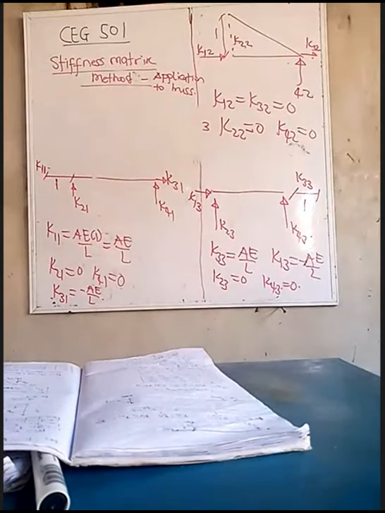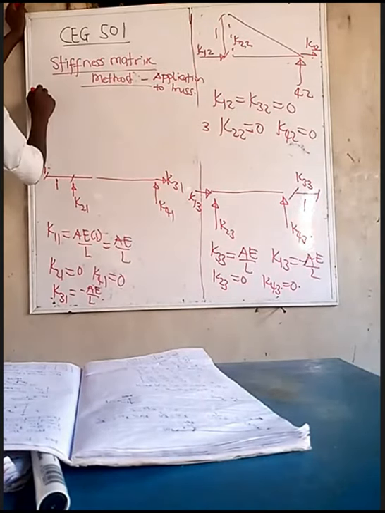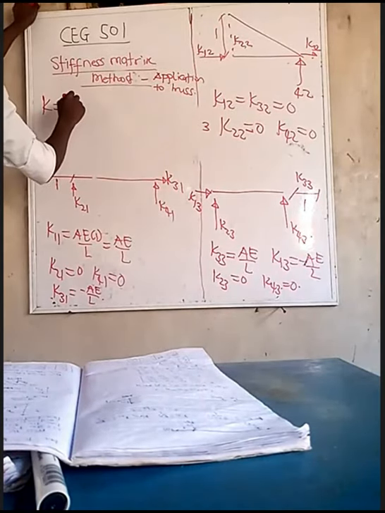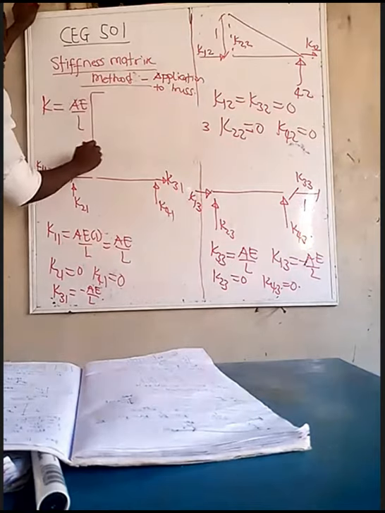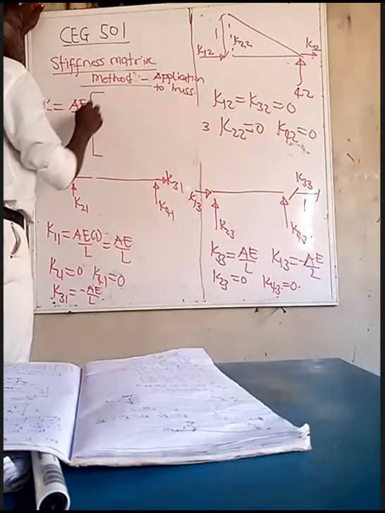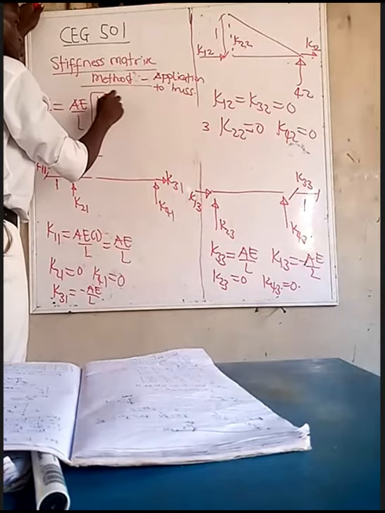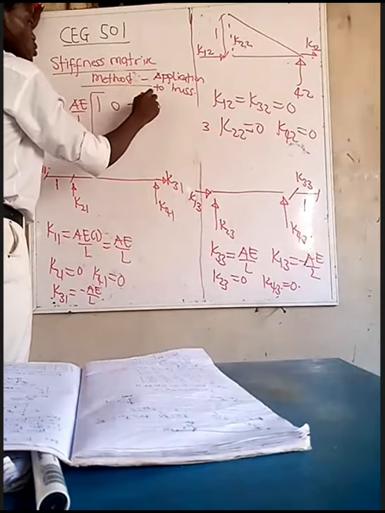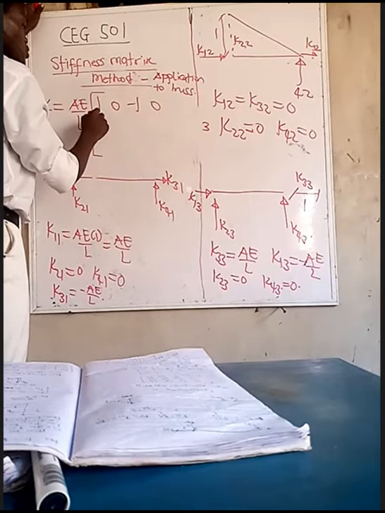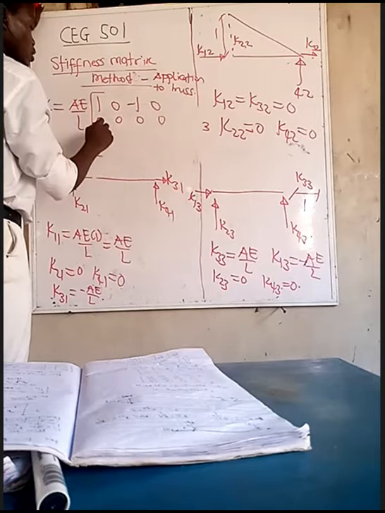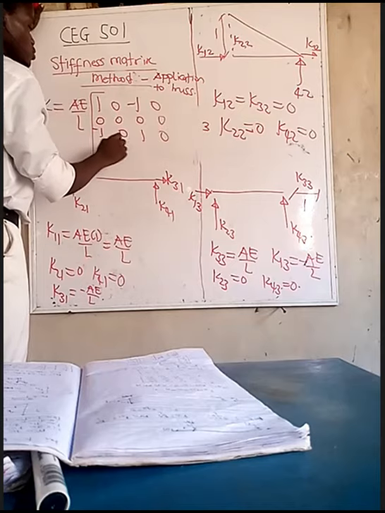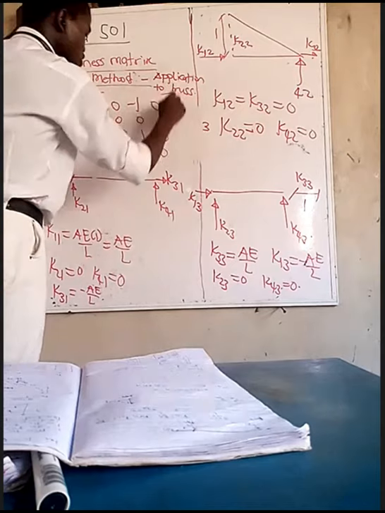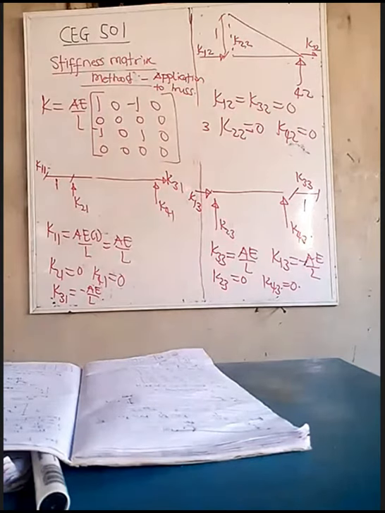If we organize this into a matrix, the stiffness of that single member will be AE over L times [1, 0, -1, 0; 0, 0, 0, 0; -1, 0, 1, 0; 0, 0, 0, 0]. You can organize it yourself. It's not difficult. So this is the stiffness matrix for the single member.